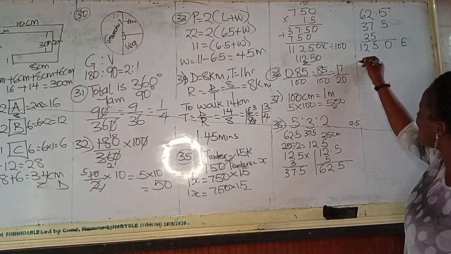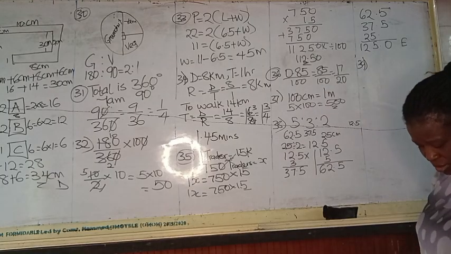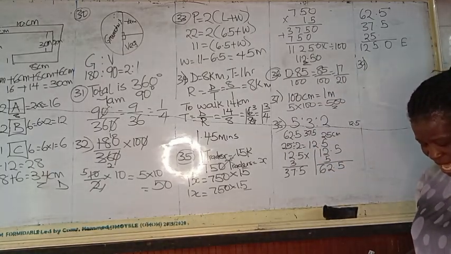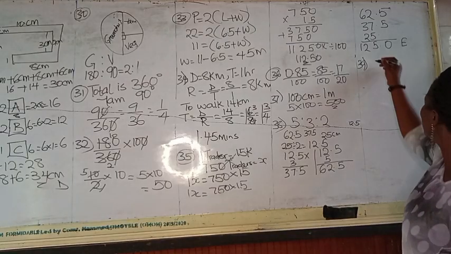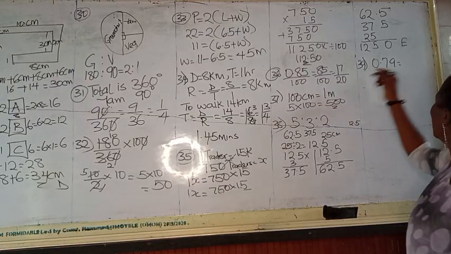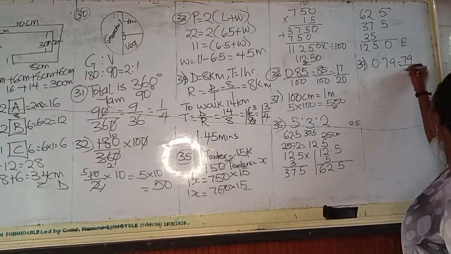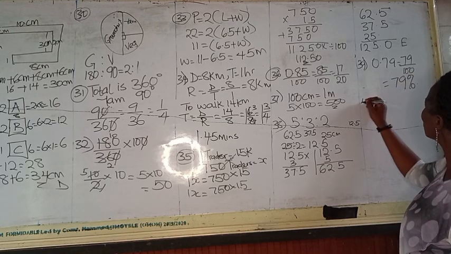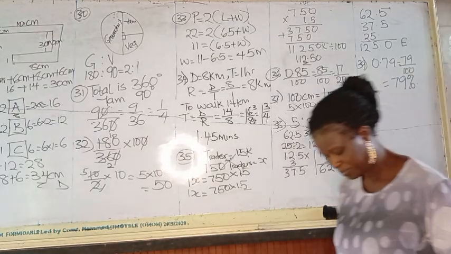So now to our number 39 question. Express 0.79 as a percentage. Just the way we have done this, that will be 79 over 100, which is equal to 79%.